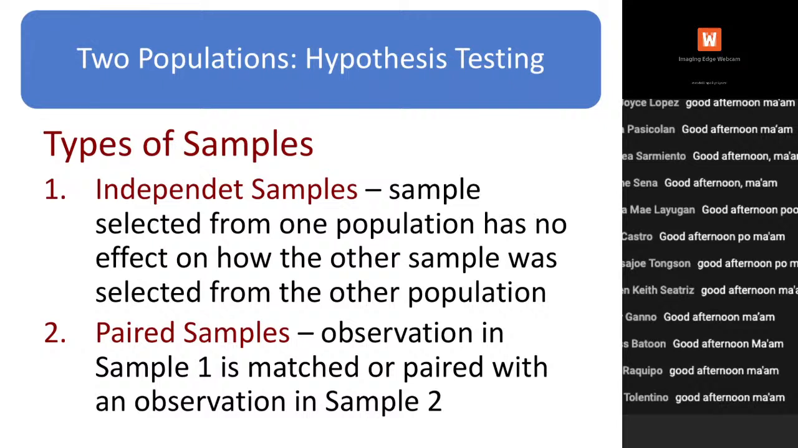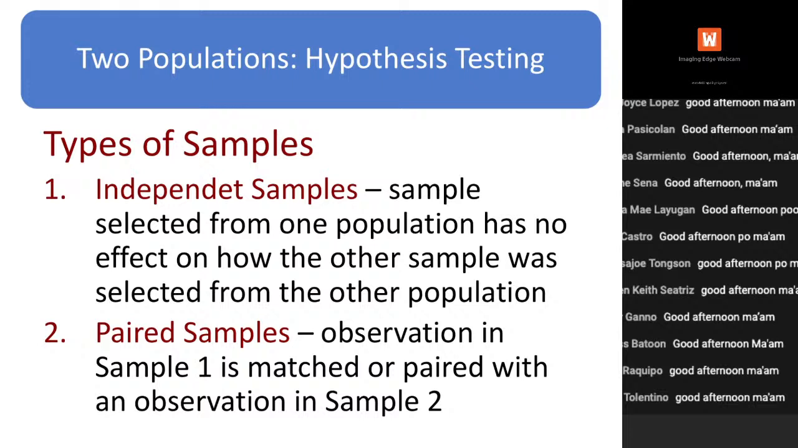So let's first differentiate between independent samples and paired samples. Independent samples: the sample selected from one population has no effect on how the other sample was selected from the other population. Whereas paired samples: an observation in sample 1 is matched or paired with an observation in sample 2. A very common example for paired samples, yung mga test scores nyo for pre-test and post-test.